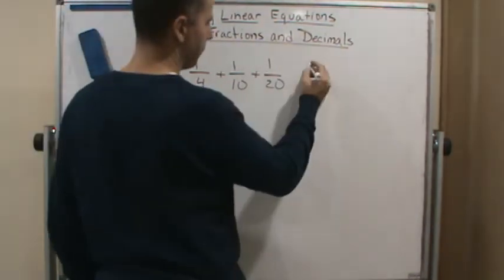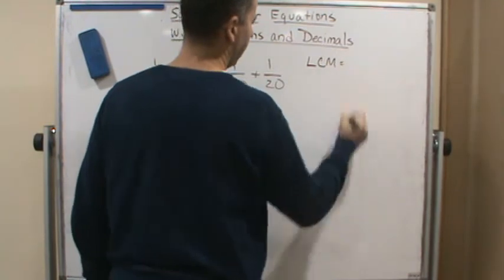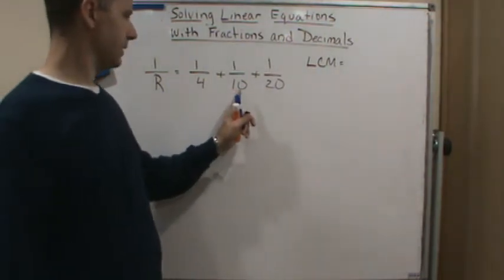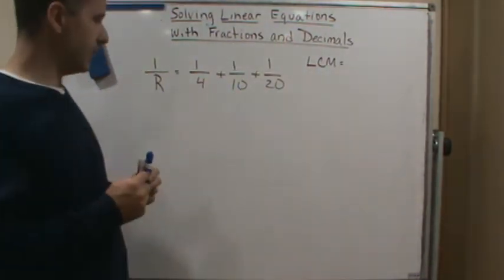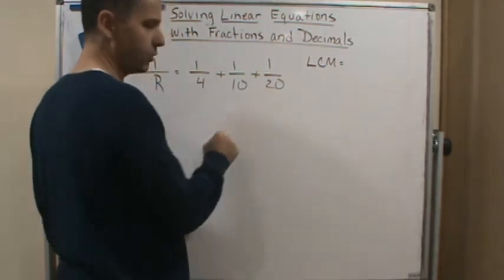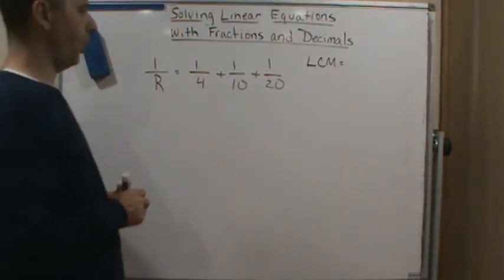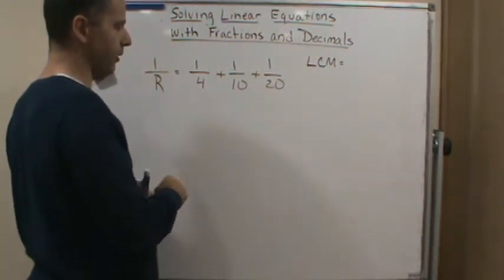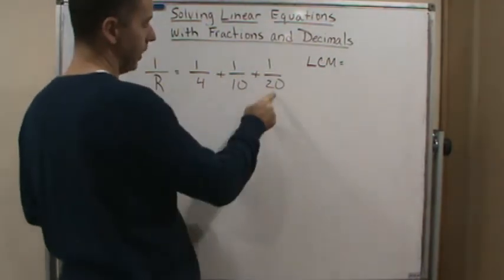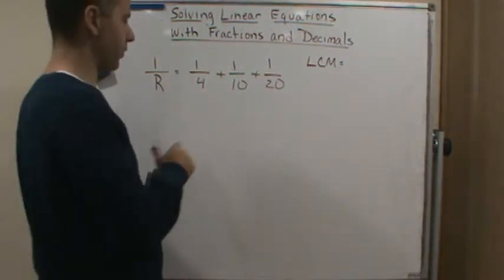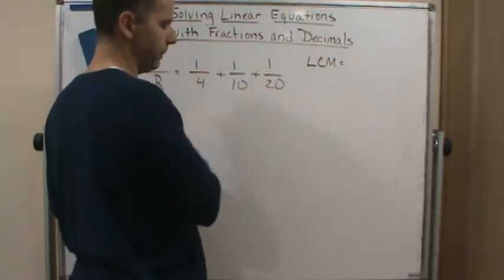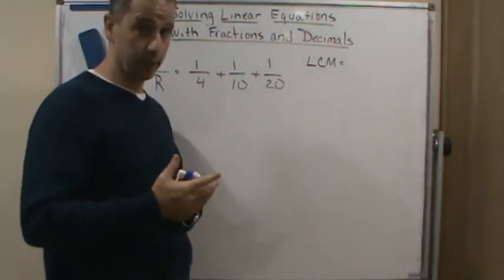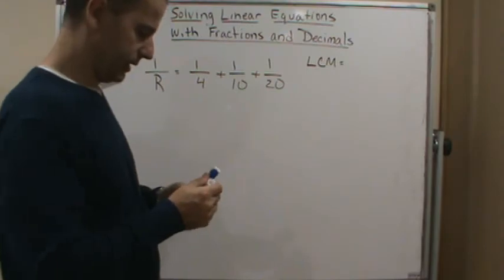So what is the least common multiple here? The least common multiple is the smallest number that is a multiple of 4, 10, and 20. Since 20 is the largest one, that's the one that's going to control everything. Is 20 divided by 4? Yes, so 20 is a multiple of 4. Is 20 divided by 10? Yes, so 20 is a multiple of 10. And 20 is obviously a multiple of itself. So guess what? The LCM is 20.